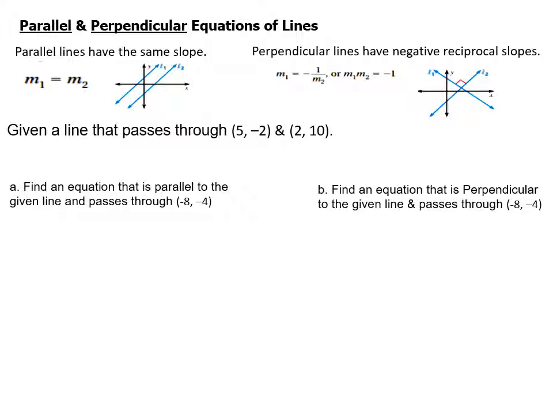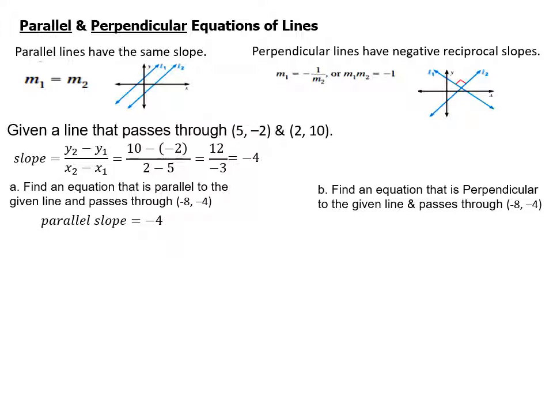First, I need to know the slope of the given line. So find how much it rises, how much it runs. So 10 minus a negative 2 over 2 minus 5. 10 minus negative 2 is 12. 2 minus 5 is negative 3, so that's negative 4. So the parallel line will have a slope of negative 4. Perpendicular will have a positive 1/4.